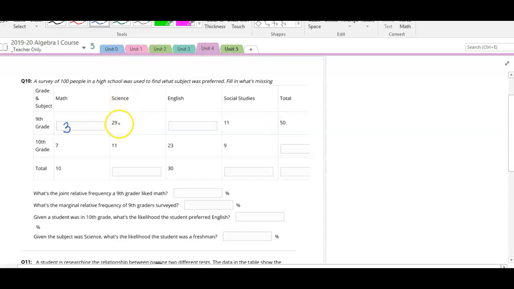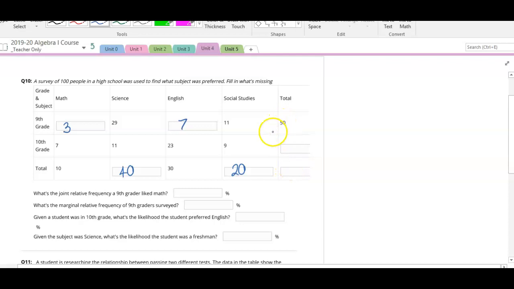And in science, if 29 are in 9th grade and 11 are in 10th grade, that means 40 take science altogether. In English, there's 30 English students, 23 are in 10th grade, that means 7 are in the 9th grade. In social studies, we have a total of 20 students, 11 9th graders and 9 10th graders.